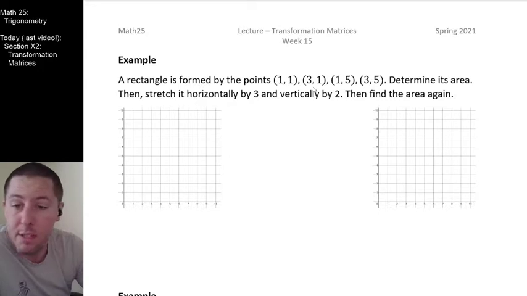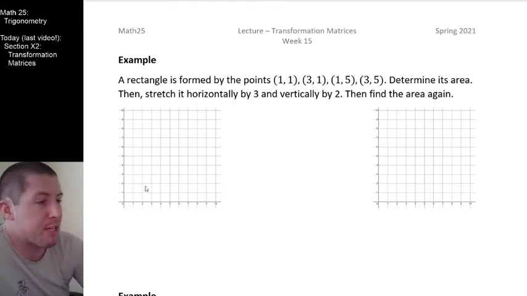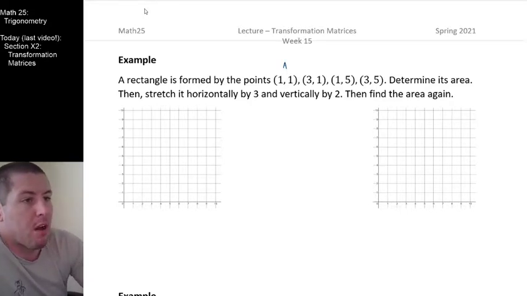All right? So please do that. Please do an example for yourself here, and then come back and see if yours is going to match mine. So I'm going to go ahead and, again, call my points A, B, C, D, just to give them a name.